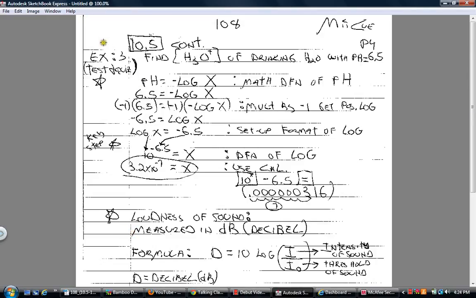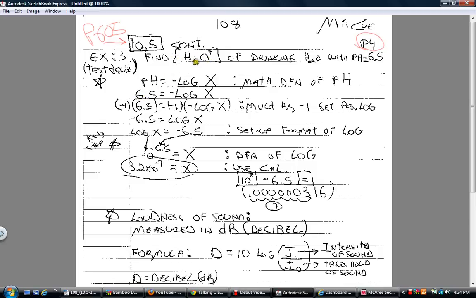Going to tackle section 10.5 as we continue our work here with application problems on page 4. And this example number 3, which is based on page 605 out of your book. H3O is a hydronium ion, and this time we're going to find that for your fellow chemistry student, because they're going to give you the pH this time, and it's 6.5 in this problem. So if you're given a pH of 6.5, what is the hydronium ion?